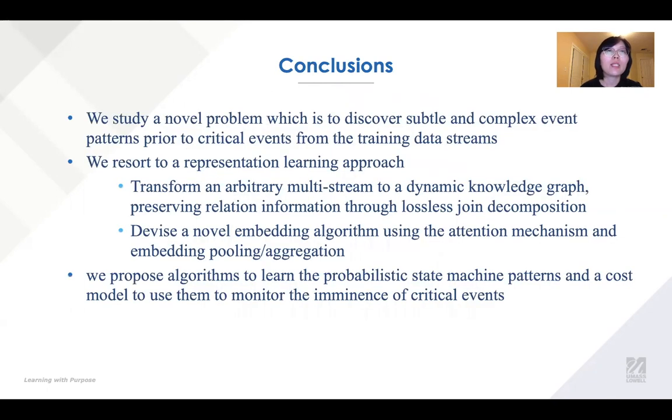In conclusion, we study a novel problem, which is to discover subtle and complex event patterns paired to critical events from the training data stream. We resort to a representation learning approach by first transforming an arbitrary multi-stream to a dynamic knowledge graph. We then devise a novel embedding algorithm using the attention mechanism and embedding pooling aggregation. Moreover, we propose algorithms to learn the probabilistic state motion patterns and a causal model to use them to monitor the imminence of critical events, as well as to choose the optimal parameter of the pattern model itself.